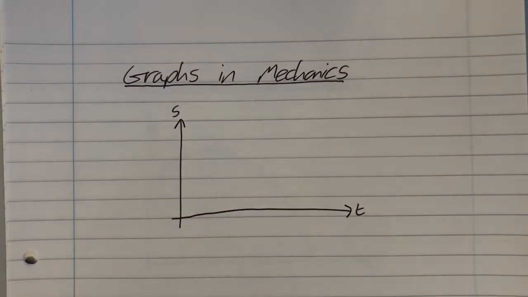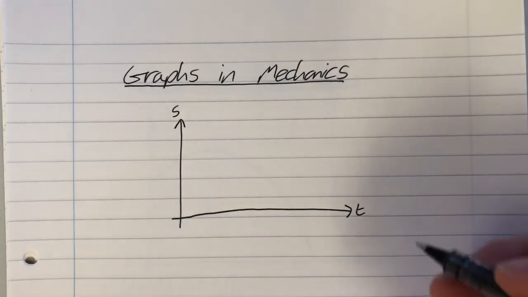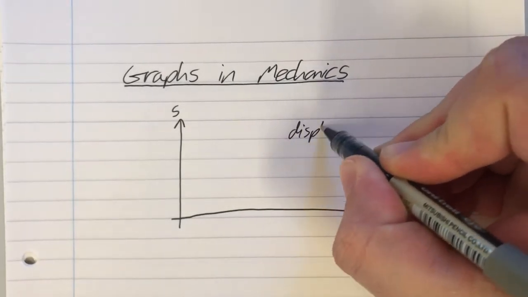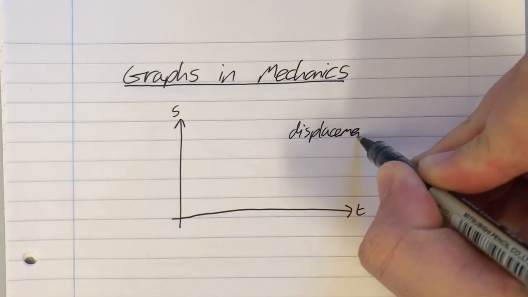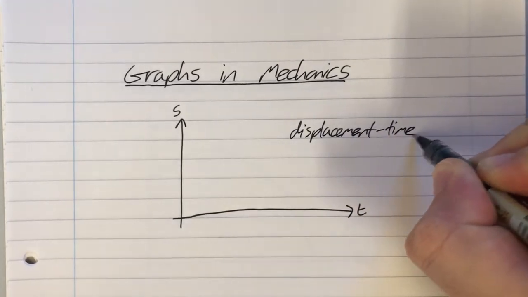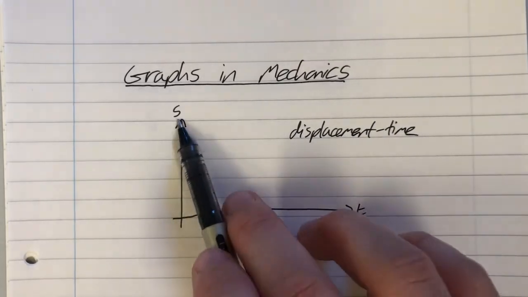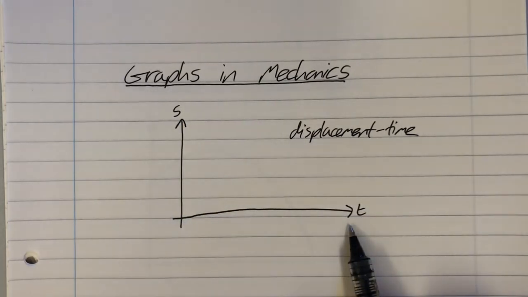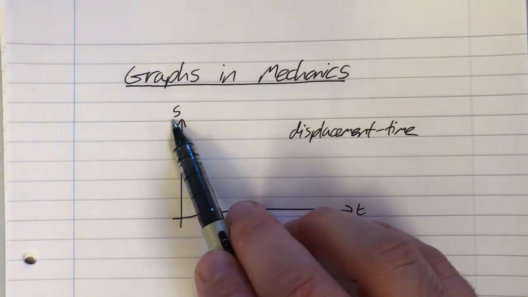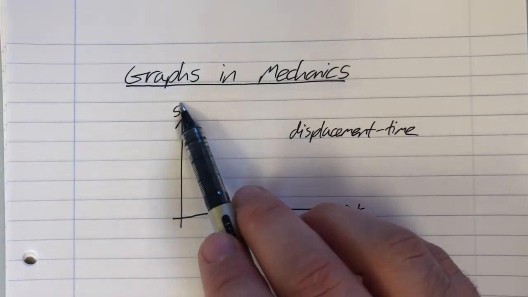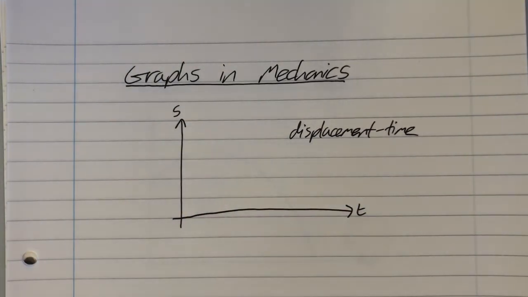So the first is what's called a displacement-time graph. This is where we have displacement on the vertical axis plotted against time on the horizontal. Typically we use the letter S to represent displacement, but it could be an X. So just be careful, make sure you're consistent with the context of the question.